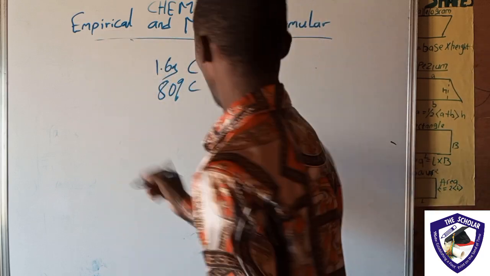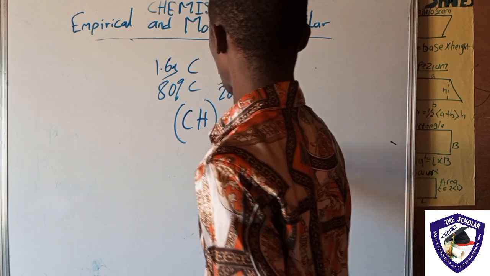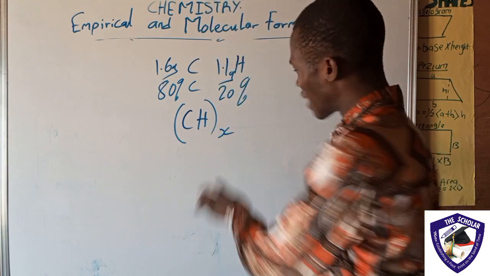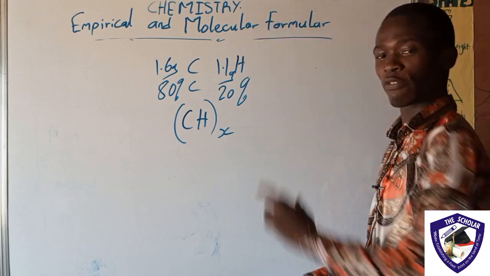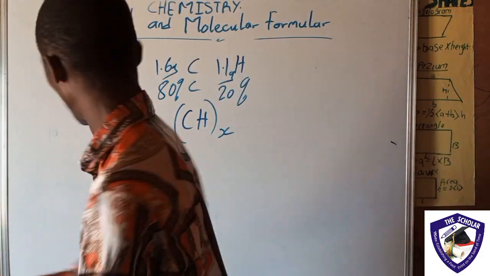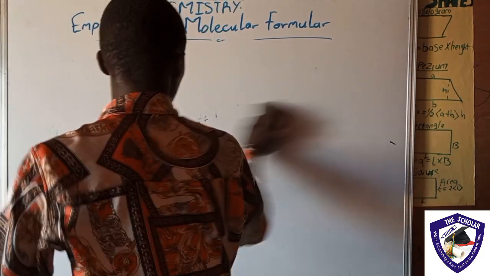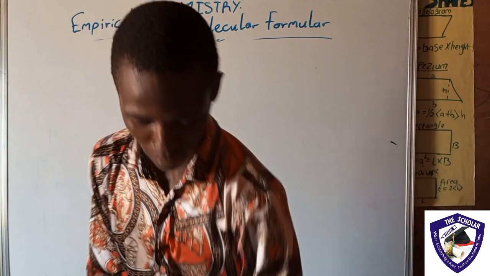Now, after getting our empirical formula, let's assume we get our empirical formula to be CHX. To get the value of this X, we will now calculate with molecular formula. So molecular formula will lead us to the true value of a particular compound. Now let's take a question to determine the empirical formula of some elements.